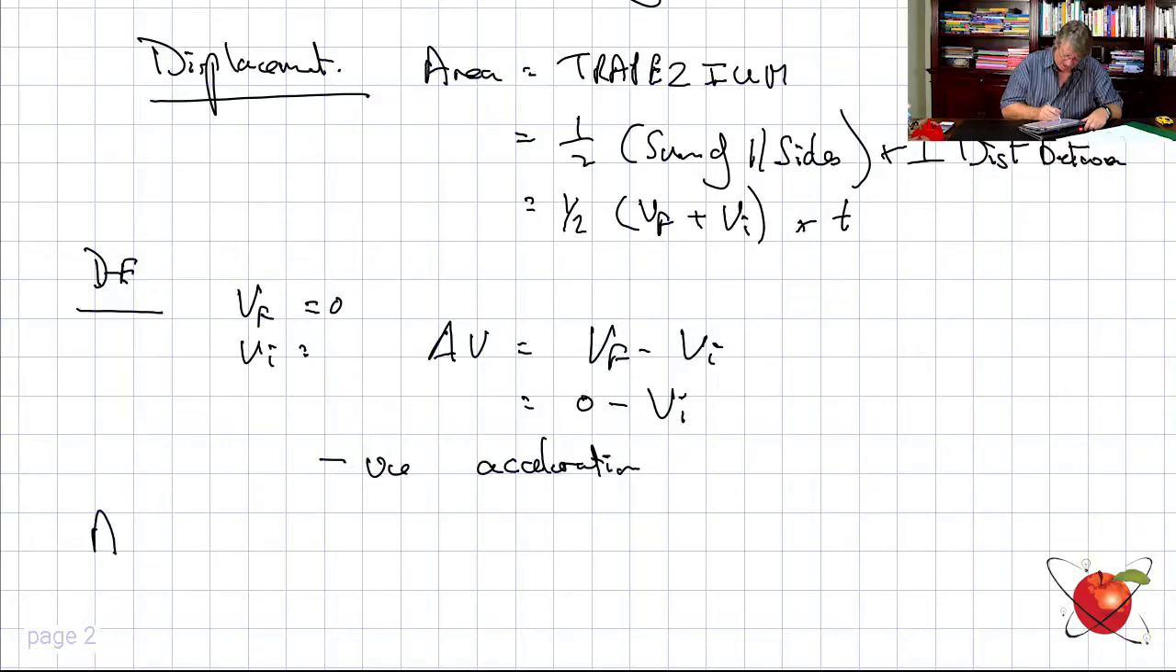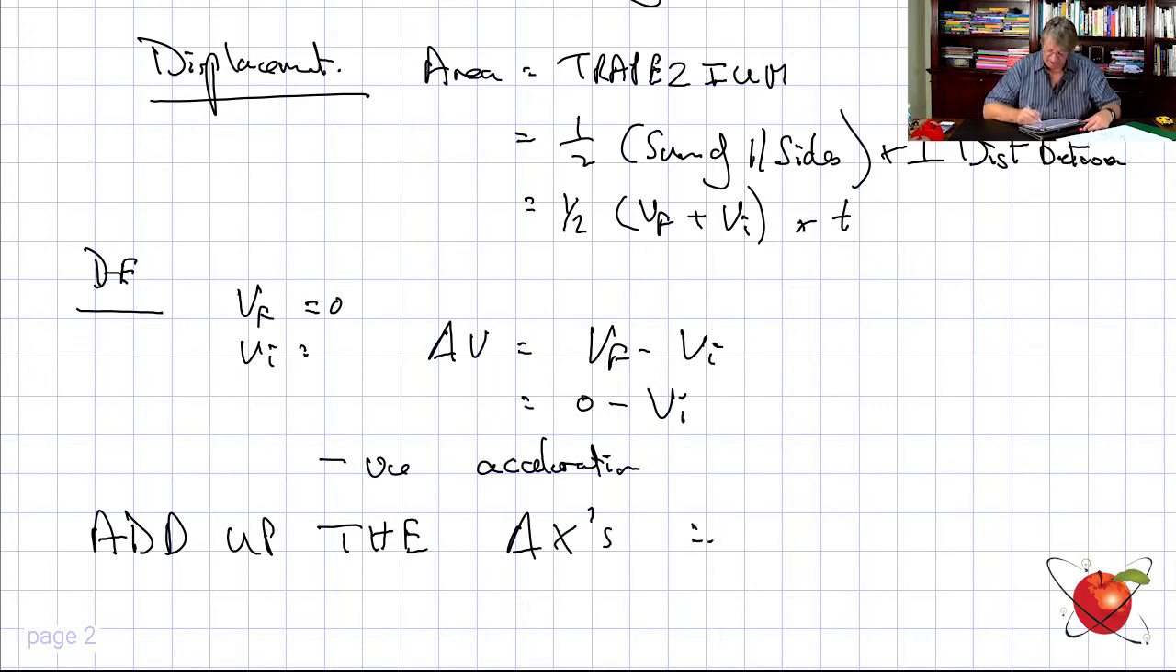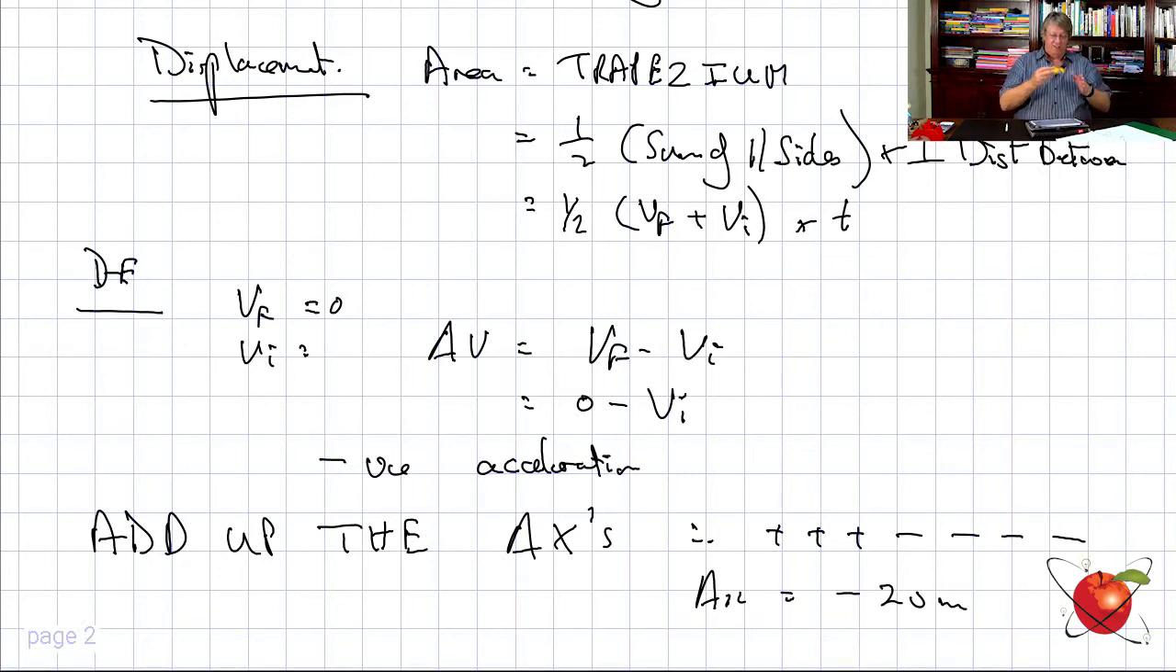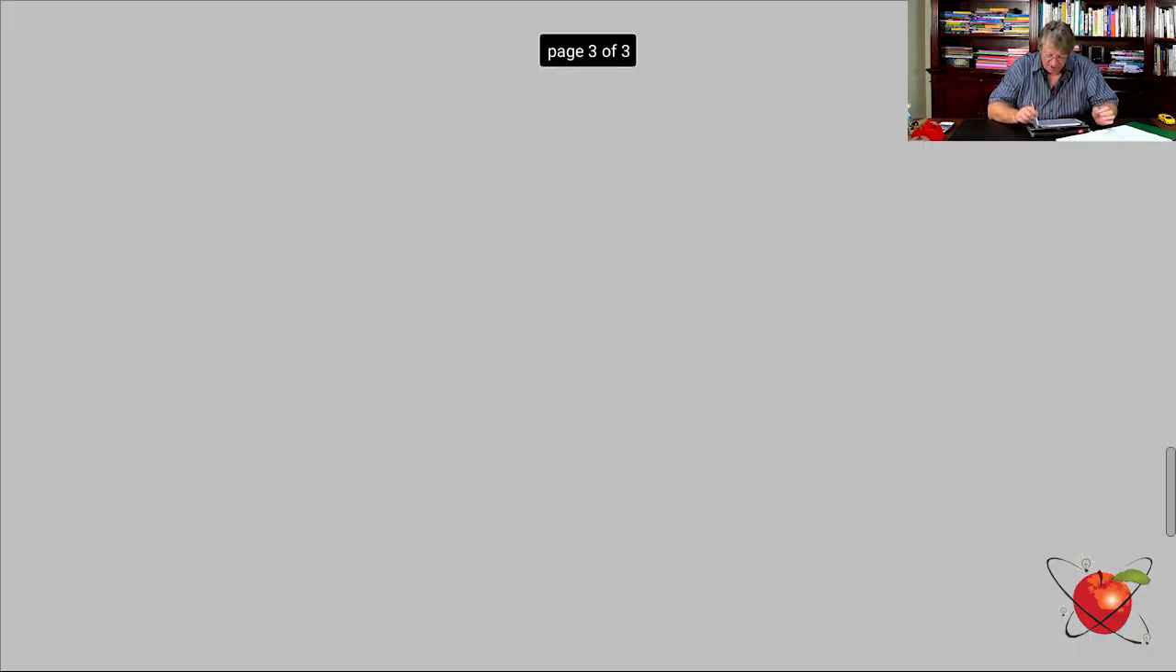So what is the final displacement relative to the origin? You simply add up the displacements. So you've got plus, plus, plus, minus, minus, minus, minus, and you might end up with a delta x equal to minus 20 meters, which means that the vehicle is 20 meters this side of where we started. That's simple. It's not a big issue. It's just take the logic and look at what the vehicle is doing. That is how we're going to answer these problems.